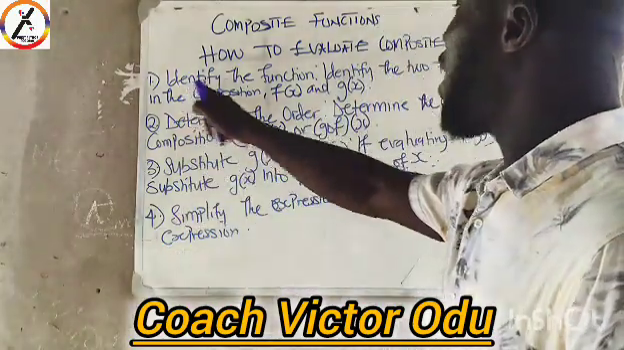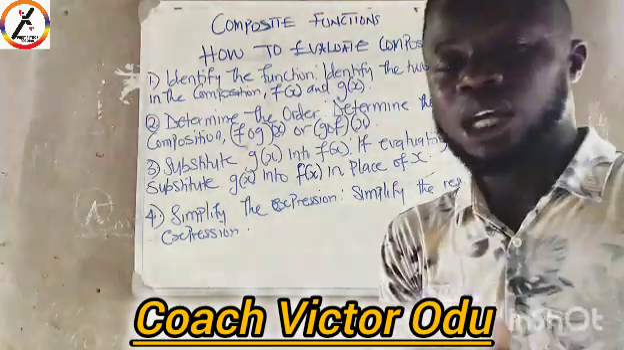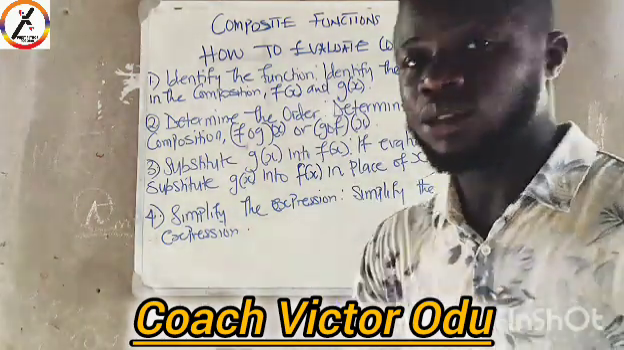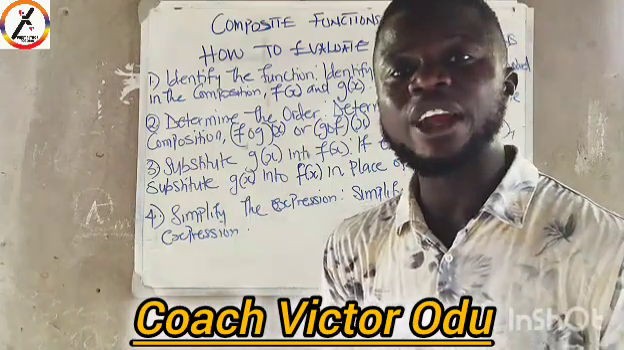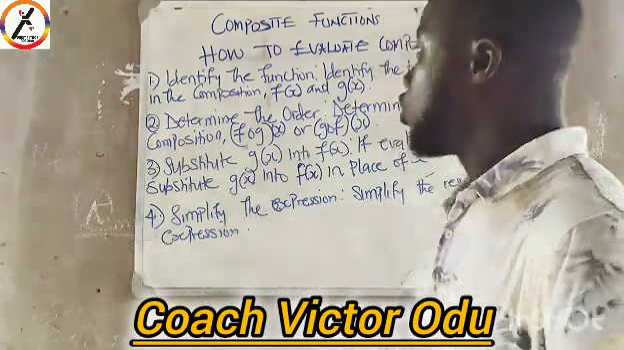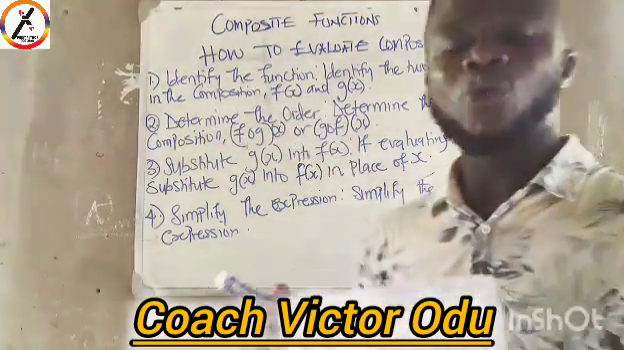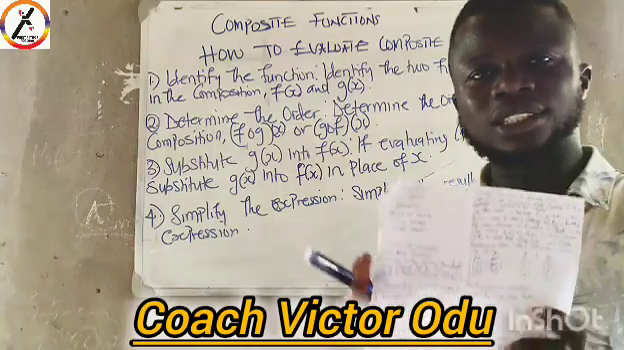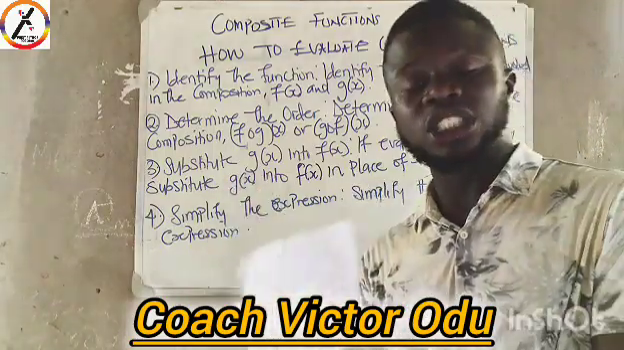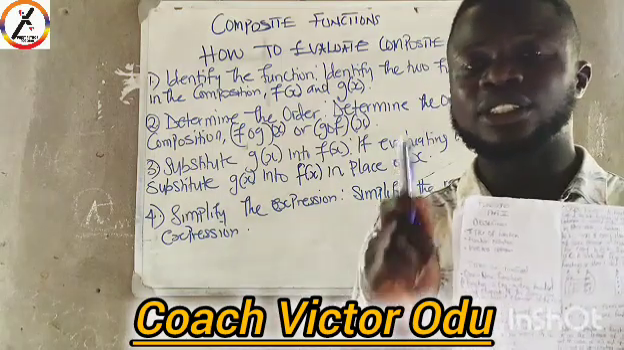Now, identify the function. That's the first thing. There are 4 basic steps. In math or physics, anytime you're solving a problem, there are steps that should be followed in solving any problem that is given. So the first one is to identify the function. When you are given two functions and you are asked to find f of g or g of f interchangeably, what you have to do first is identify the function.